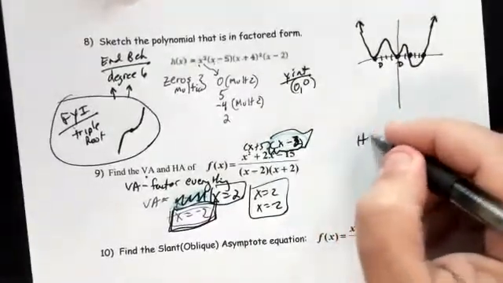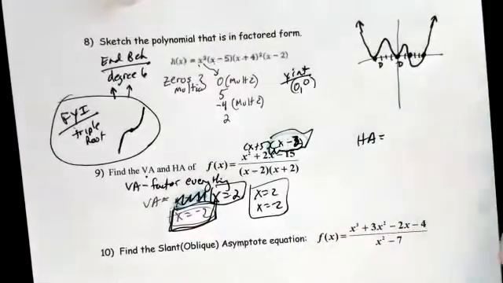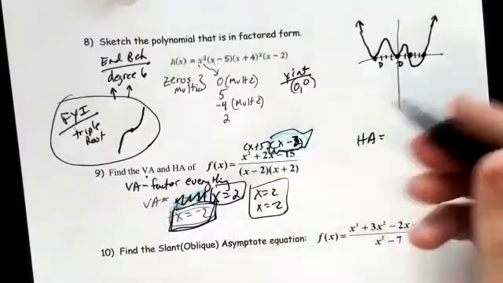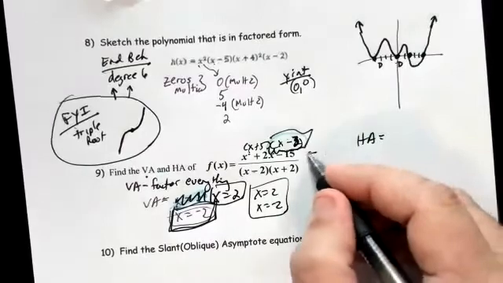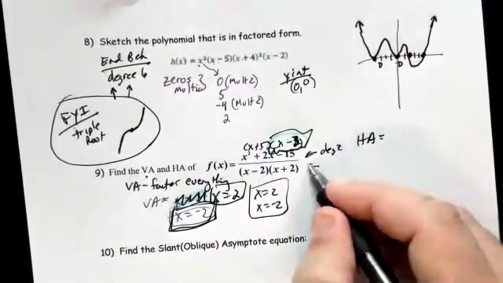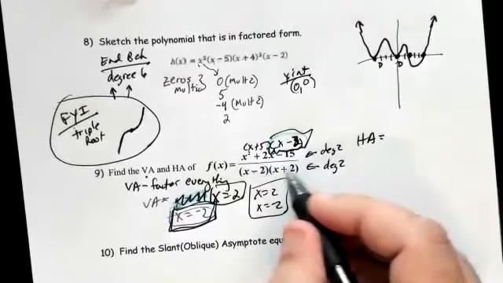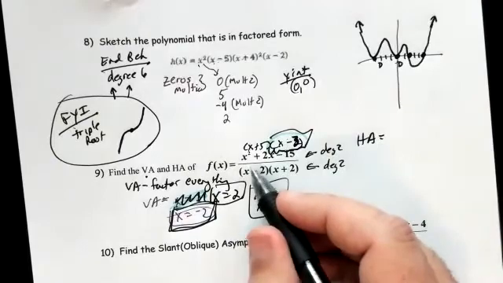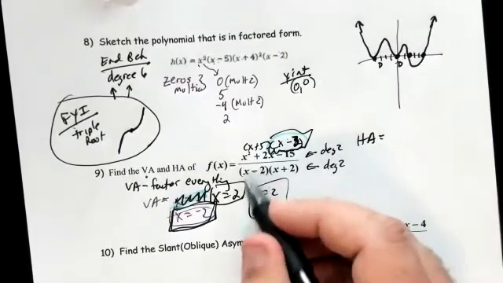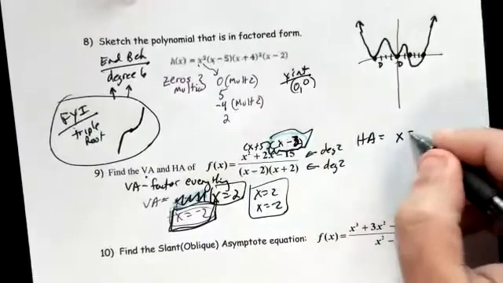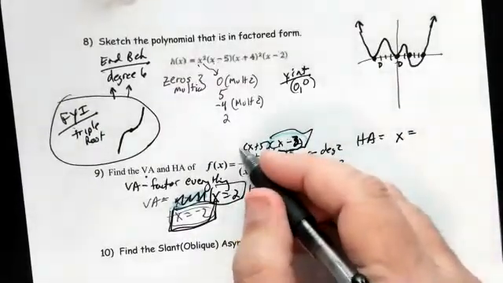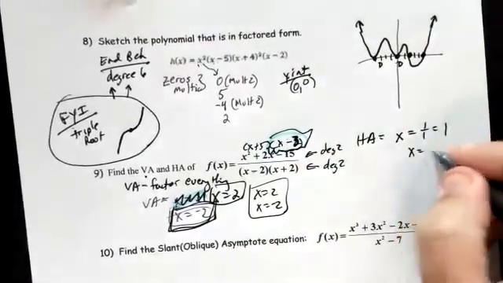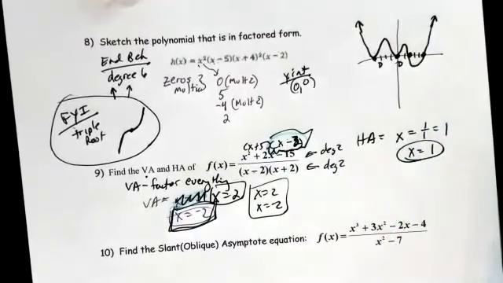Horizontal asymptote. Remember, we look for our degrees. Now, you need to understand which ones are degrees, okay? So the top has a degree of 2. The bottom also has a degree of 2 because that's a 1 and a 1 exponent. If I were to multiply that out, that would be x squared. So whenever they have the same degrees, your horizontal asymptote is going to be the lead coefficients over each other, or 1 over 1, which is 1. Okay, so that's the answer to this problem.